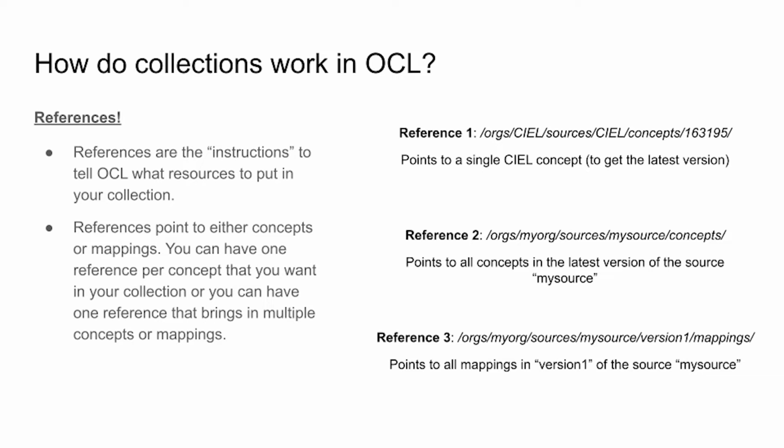The first reference here points just to one CL concept. We didn't specify a version in this reference, so we will get that concept from its latest source version. The second reference, however, doesn't specify a particular concept, so we're going to gather all concepts from this source. The last reference does a similar thing, but it will pull in mappings instead of concepts, and we've specified that we want mappings from a specific version of the source.